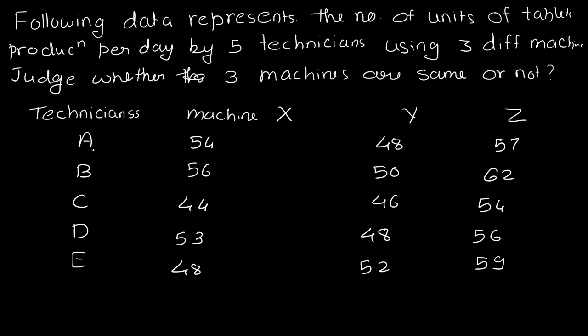Now, in this case, technician A is producing tablets on machine X, and also on machine Y as well as on machine Z. That means all this data is in pairs, and there are more than 2 pairs. Therefore, we will be using the Friedman test. If only X and Y data was given, we would have used the Wilcoxon signed rank test. But since there are more than 2, we will use the Friedman test.